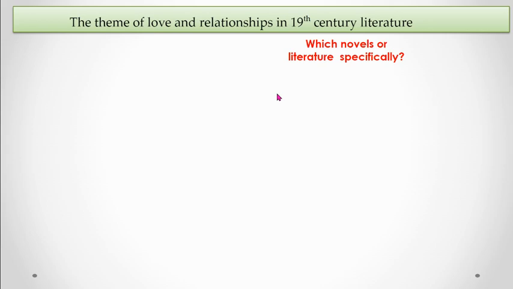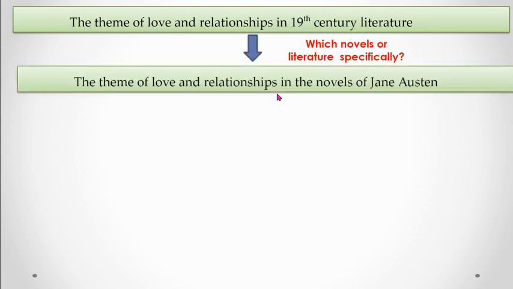19th century literature, there are so many books, there are so many works. Which ones are we talking about specifically? Okay, let's look at Jane Austen. She's an author from that time period. I'll look at Jane Austen.